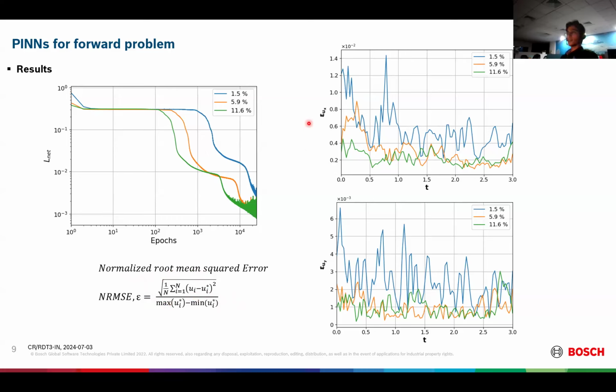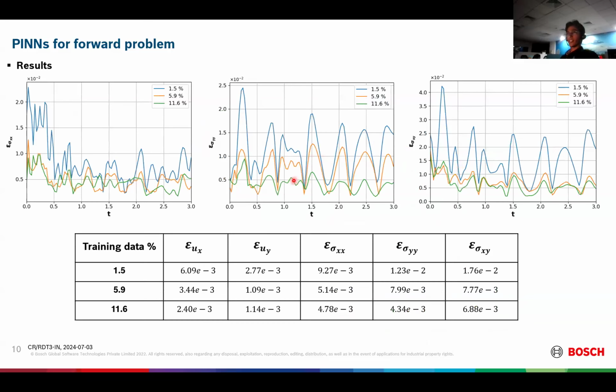Here we see the error in the x displacement, ux, at different times, and here the error in the y displacement at different times. As we increase the data, the error decreases, and the error is also consistent: all the time the error fluctuates around some mean value. For the stress, we can observe the same thing.